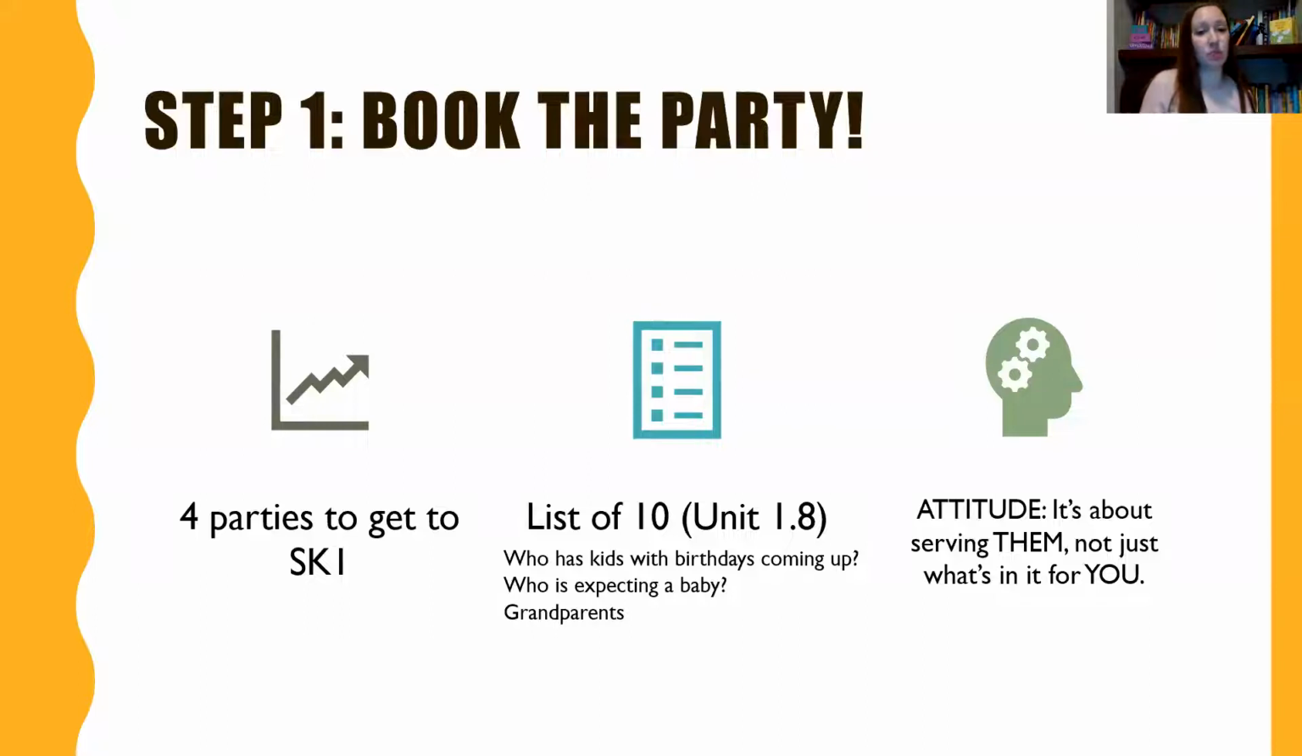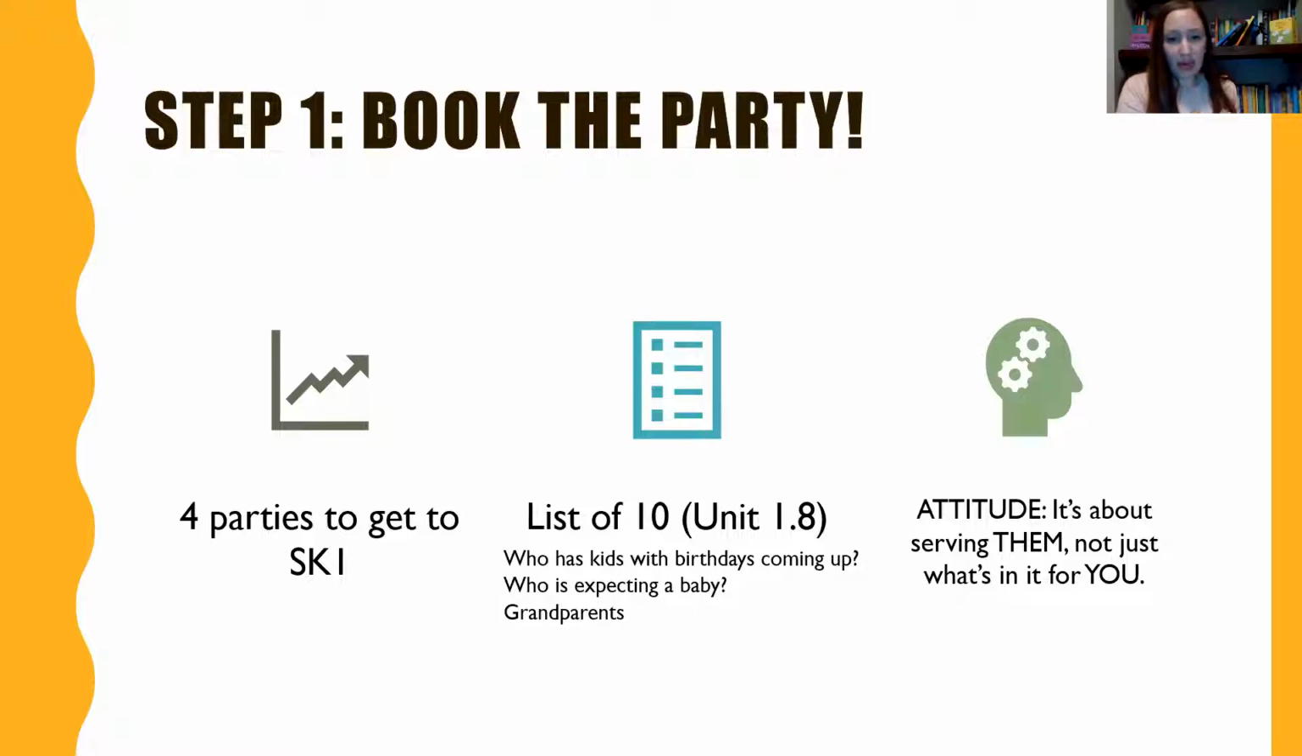So step 1 is to actually book the party. We consider $250 to be pretty average, so it takes about 4 parties to get to Success Kit 1 and get success bound. That's a good number of parties to get into the rhythm, too. That's why Success Kit 1 is so important, because it's really helping you get into the habits and get a little bit more independent.